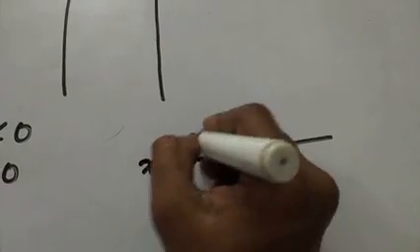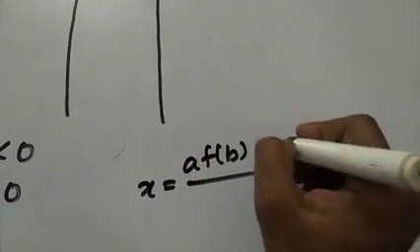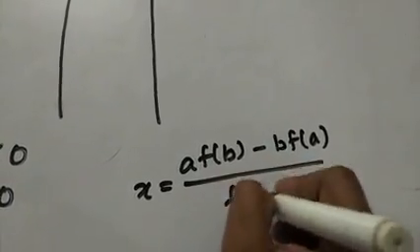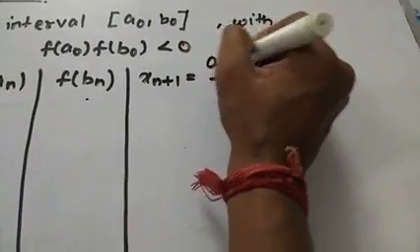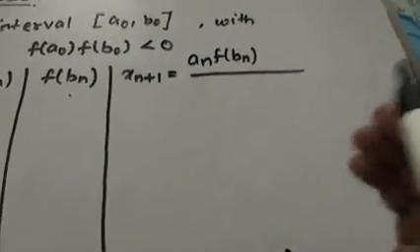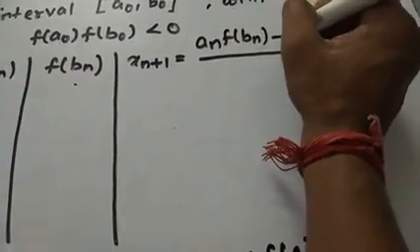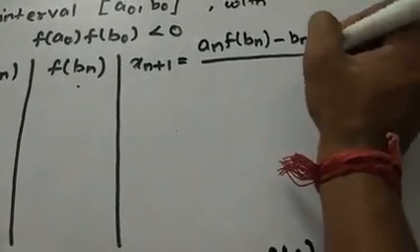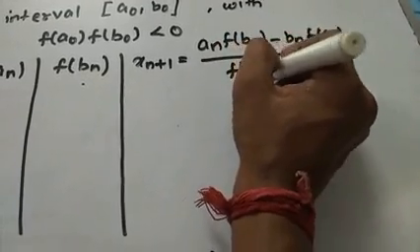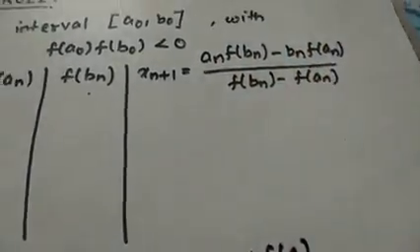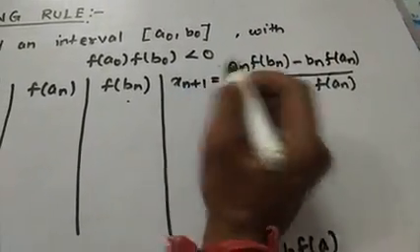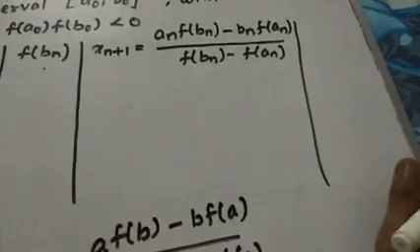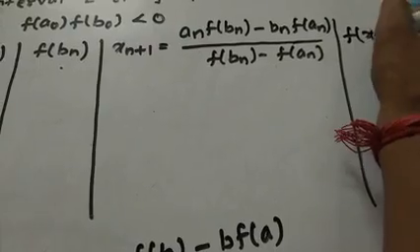What was the formula of our Regula Falsi? If you remember, the formula is a f of b minus b f of a by f of b minus f of a. Now using the same formula, just giving the subscript n: an f of bn minus bn f of an by f of bn minus f of an. So then we have to find xn plus 1, and finally, which is the most important, we have to find the function f of xn plus 1.